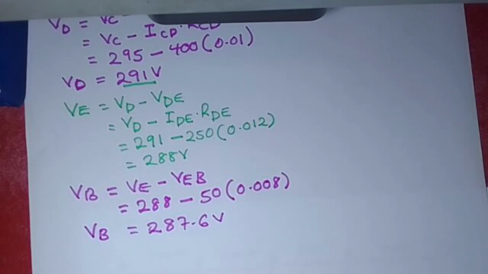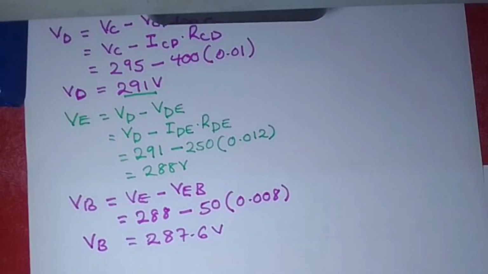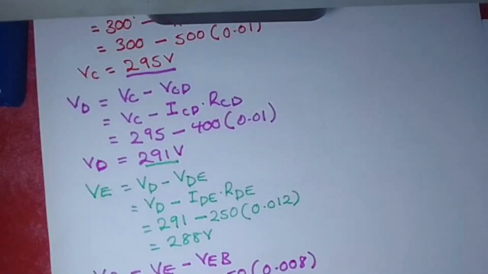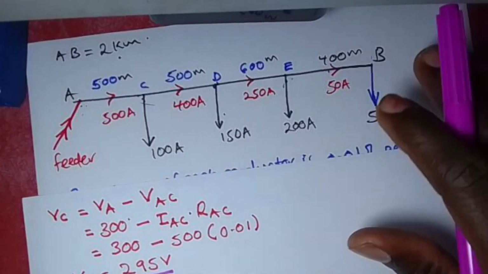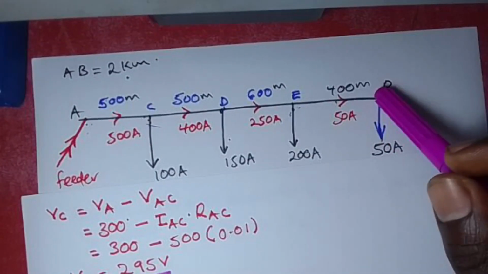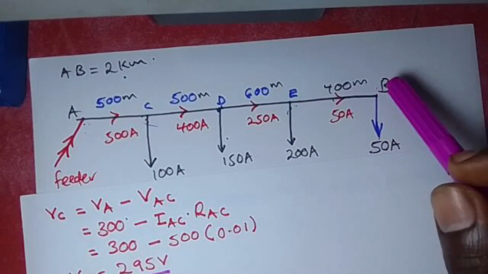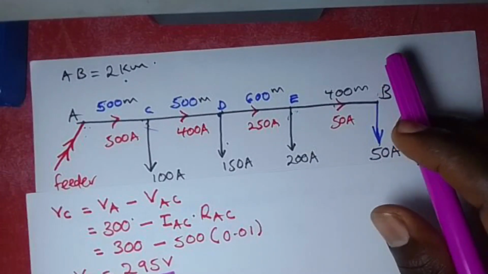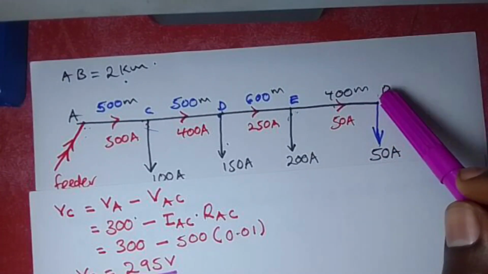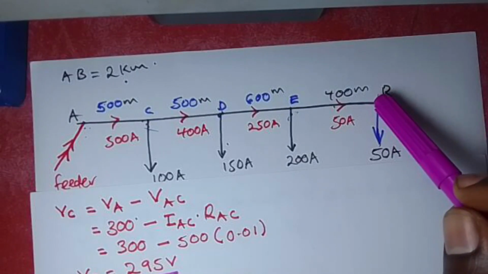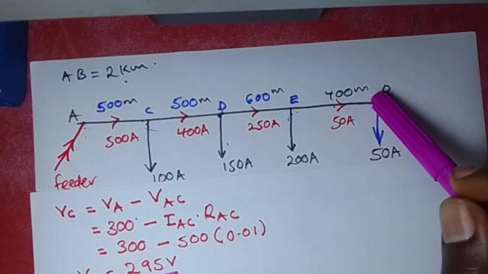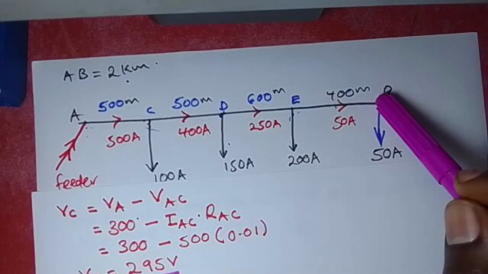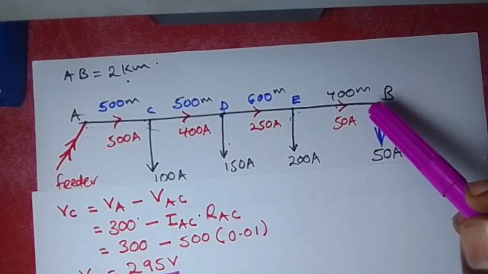So like that, that is simply how we calculate the voltages at each particular section along that given line. So clearly you've seen that our voltage at point B is always the least. So when they ask for the minimum voltage, the minimum voltage is this point here, where we have the least value of voltage.